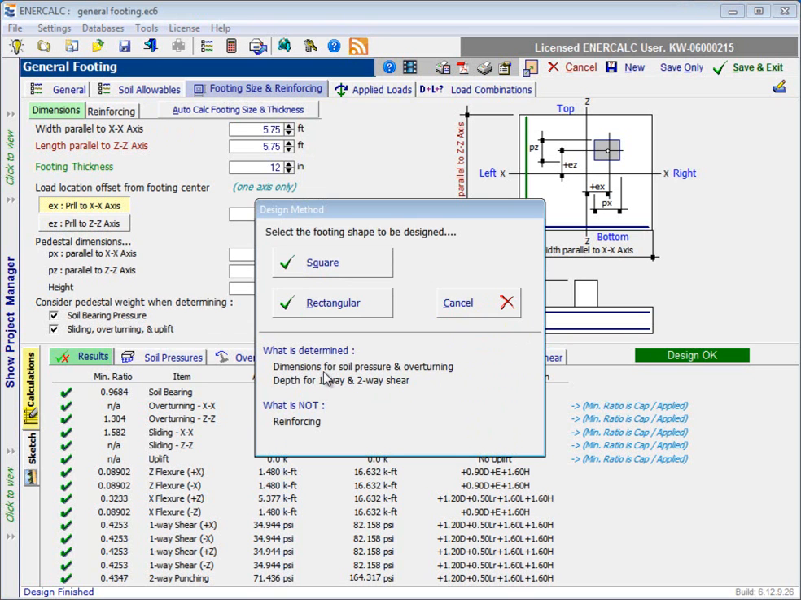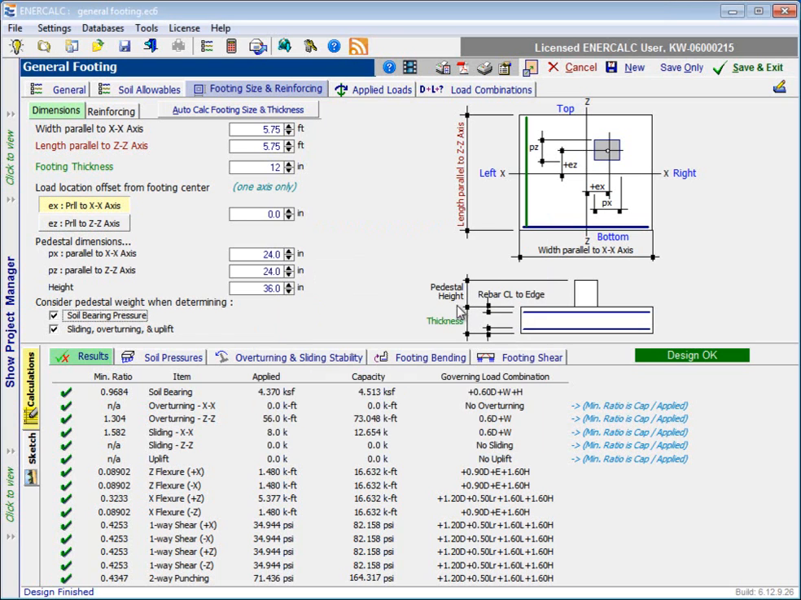What it can do for us is determine the dimensions that are required to satisfy the soil bearing pressure and the overturning checks, and it can determine the thickness of the footing that's necessary to satisfy the one-way and two-way shear checks. But what it cannot do is determine the thickness of the footing that's required to satisfy the flexure checks, nor can it actually design the reinforcing for us. So consider this to be a geometrical aid in determining the plan area and, to some extent at least, the minimum footing thickness that's required to satisfy punching shear and one-way shear, but then just understand that it's going to require some additional work on our part to come in and finalize the design.